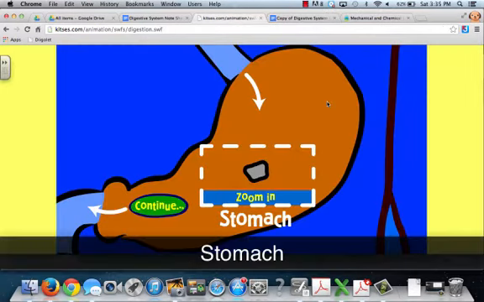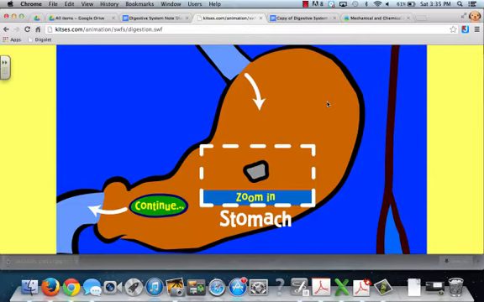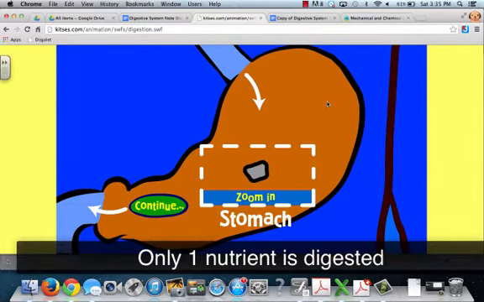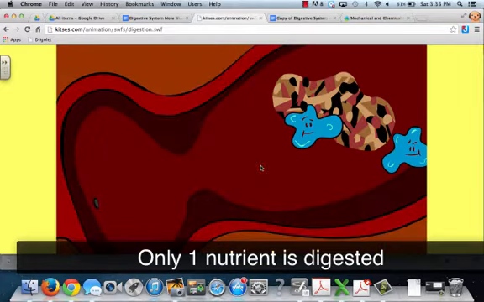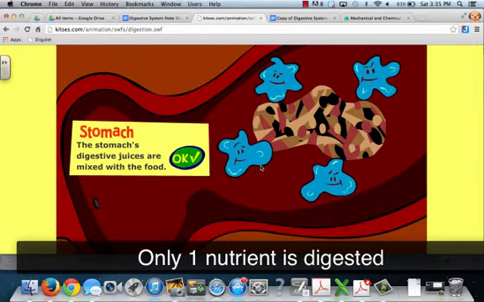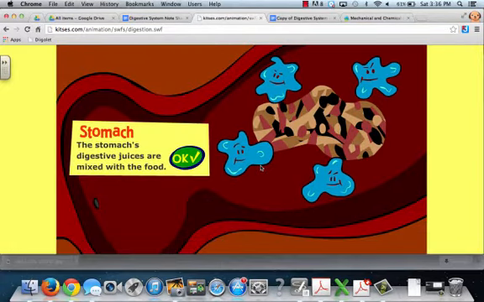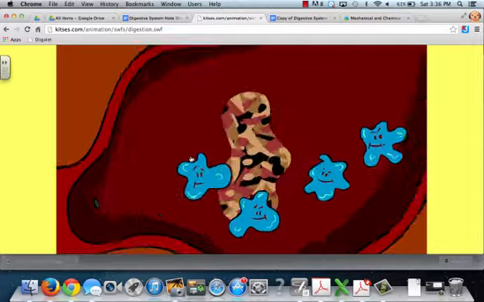Now we're going to talk about the stomach. Everyone associates the stomach with where a lot of digestion occurs, and that's actually not true. The stomach is only where one molecule is digested. Let's see if you can figure it out. So I'm going to zoom in. See, we have some digestive juices made up with one enzyme. It's very acidic in the stomach. We're going to write that down as well. Hit OK.